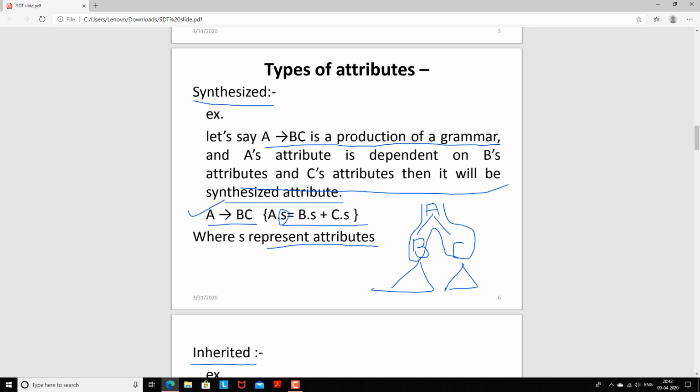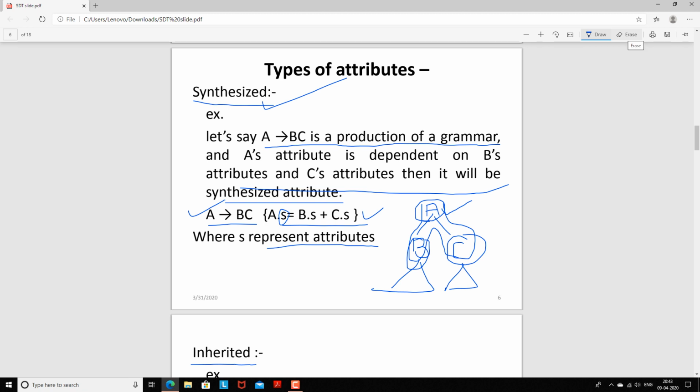You can see from this semantic rule that the value of node A depends on the value of node B plus the value of node C. It means whenever we calculate the value of a parent node with the help of its child nodes, such a notation or such an SDT is categorized in the synthesized attribute category. So this is the overall concept behind synthesized attribute.